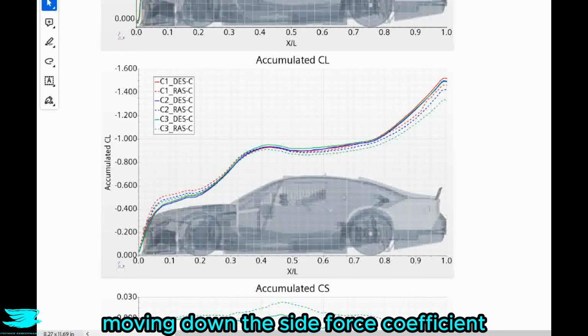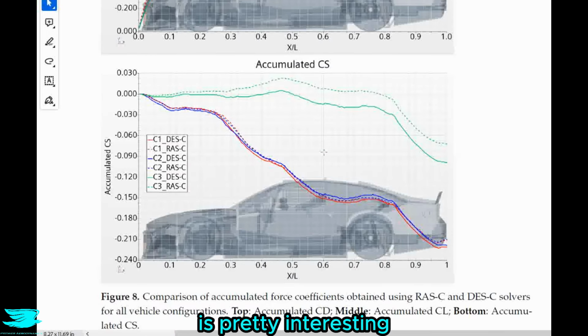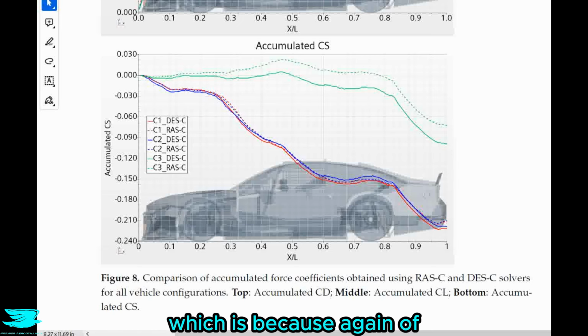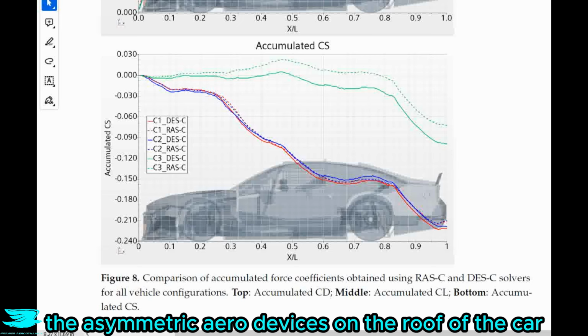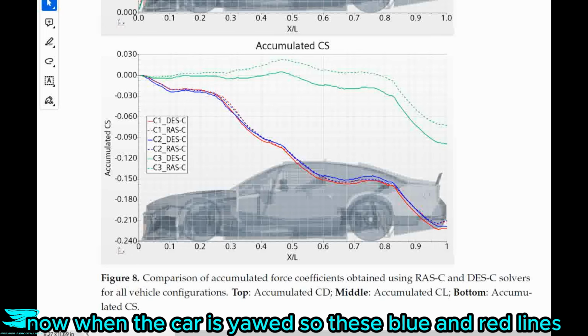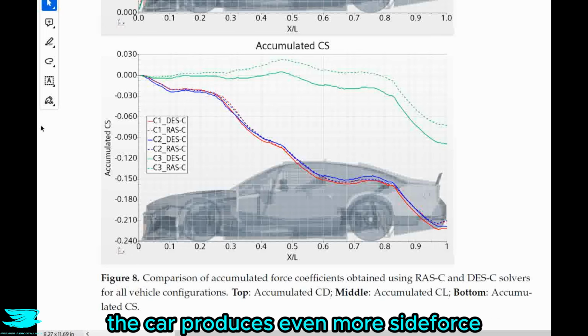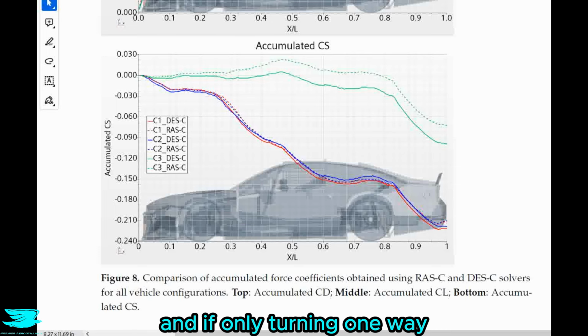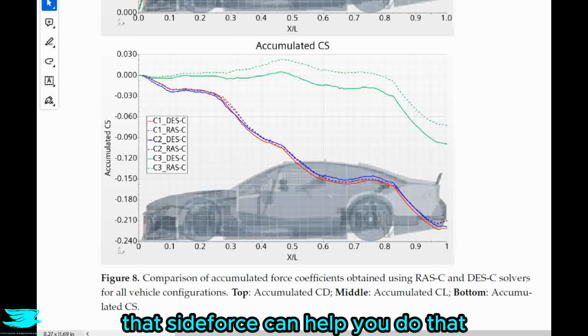Moving down, the side force coefficient is pretty interesting because even when the car is straight, there is still some side force, which is because, again, the asymmetric aero devices on the roof of the car and around the car as well. Now, when the car is yawed, so these blue and red lines, the car produces even more side force, and that is actually good when you have to go only one way and have to only turn one way. That side force can help you do that.